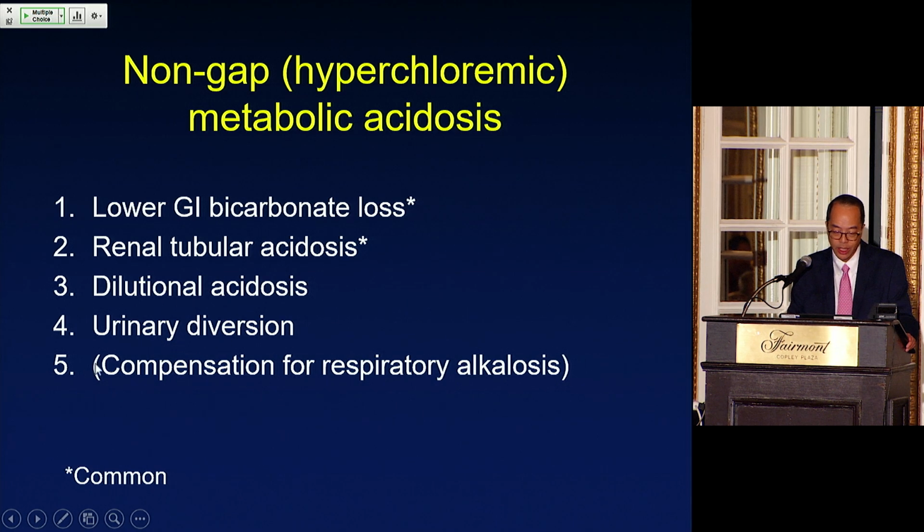And then one other thing that's worth remembering is that when a patient has a primary respiratory alkalosis and compensates by lowering the serum bicarb, the anion gap doesn't change. So if you just look at the serum chemistries and see a low bicarb and a normal gap, before you assume that it's a primary metabolic acidosis, check to make sure it's not just simply compensation for a primary respiratory alkalosis.